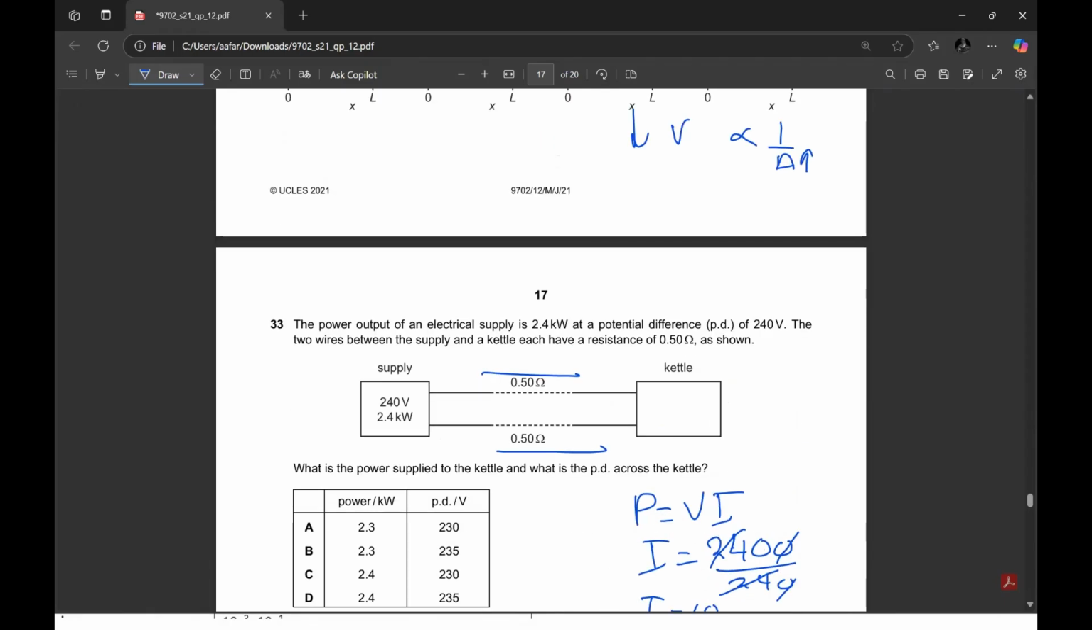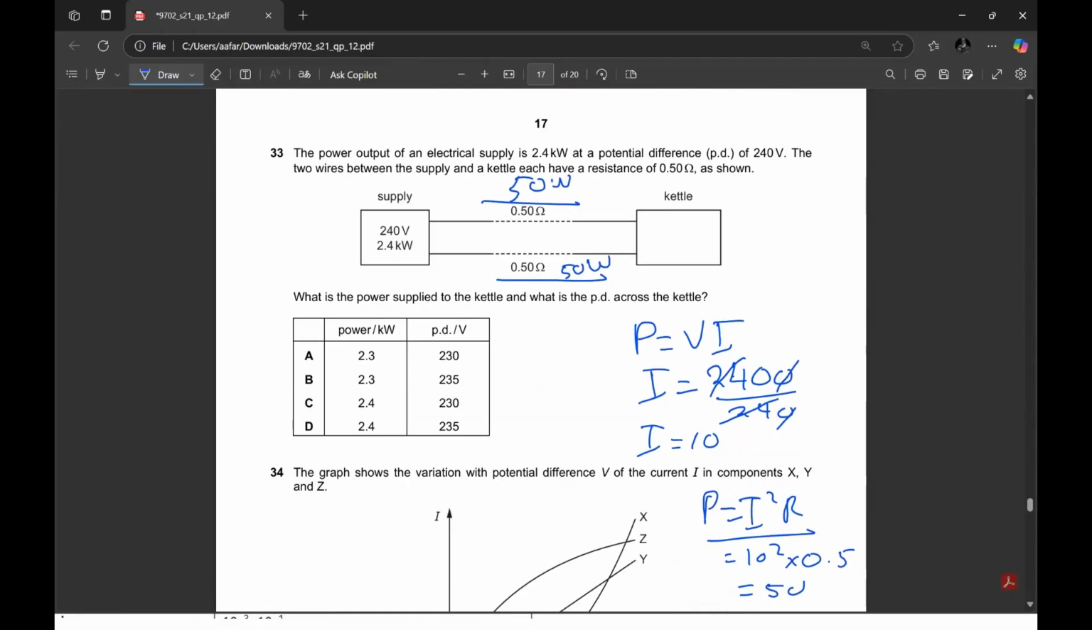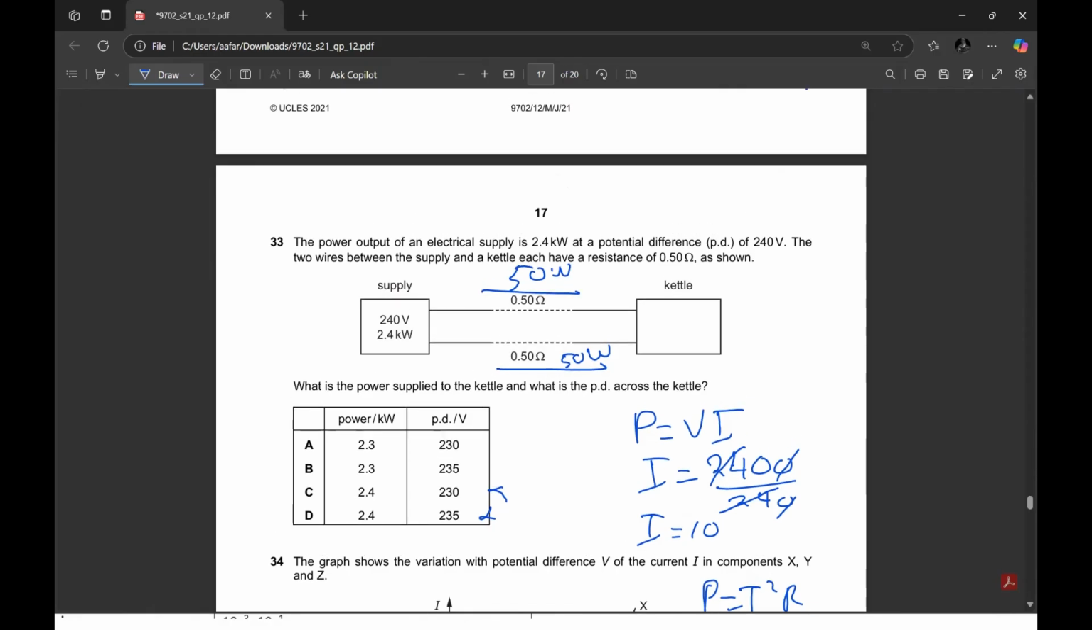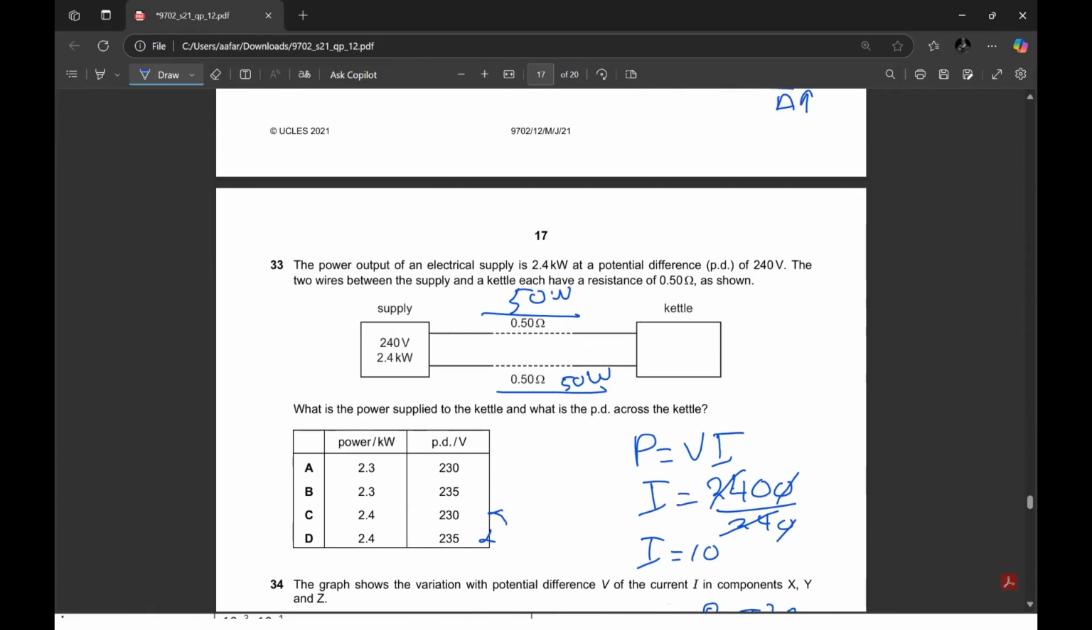So this dissipates 50 watt, this dissipates 50 watt. For power dissipation we basically use I squared R. So they both dissipate 100 watt total. The power supply to the kettle will be 2.3 kilowatt. And for the PD, the voltage will be 0.5 times the current of 5. So this gets 5 volts, this gets 5 volts. So I think it's going to be A, yep, it's A.